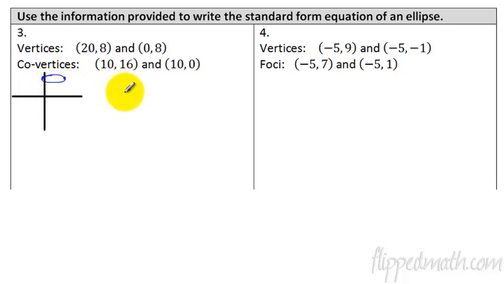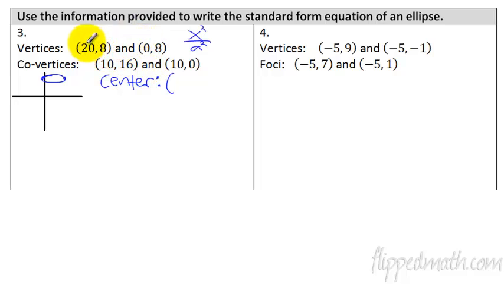Okay, so what does that mean? It means that when I get my x squared term, the a squared is going to be underneath the x because it's left and right. All right, let's figure out the center first. That's what we need to do when we're working through these. The center point is going to be right in the middle of the vertices, or right in the middle of the co-vertices. So remember how to find the midpoint from last lesson?